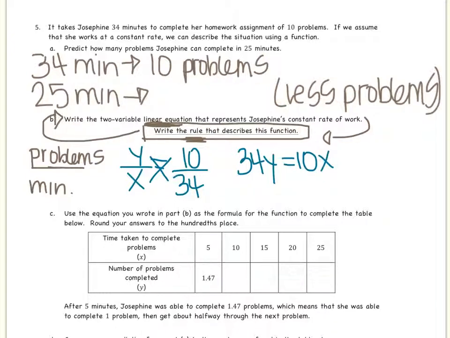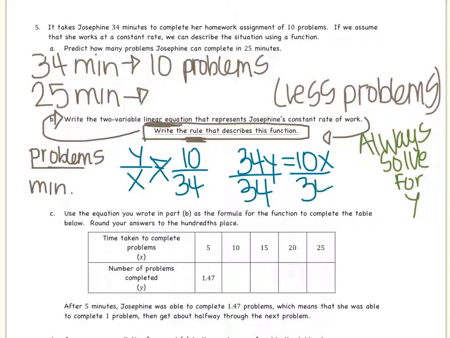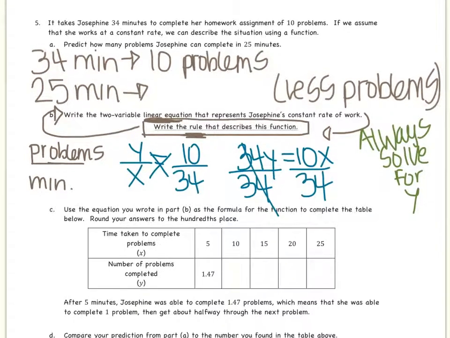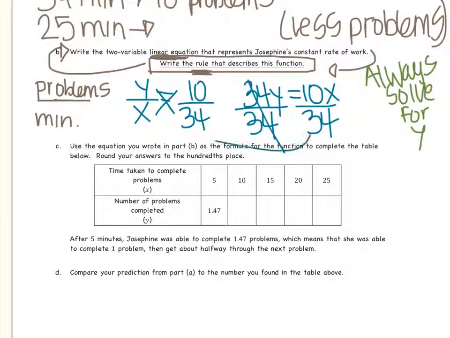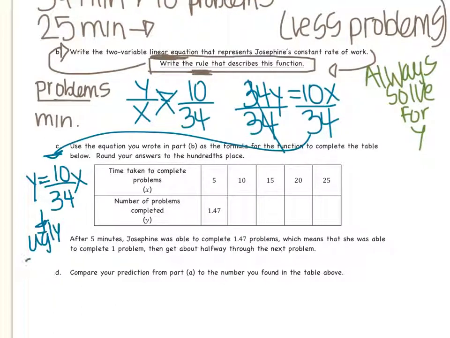Again, you should know this. You always solve for y. So I'm going to go ahead and divide each side by 34. My 34s cancel. I'm going to write it down here. And I'm left with y equals, I'm going to leave that fraction the same, 10 over 34x. If you do plug it into your calculator, it's an ugly decimal. It doesn't really tell us where to round, so I'm going to leave it as is.